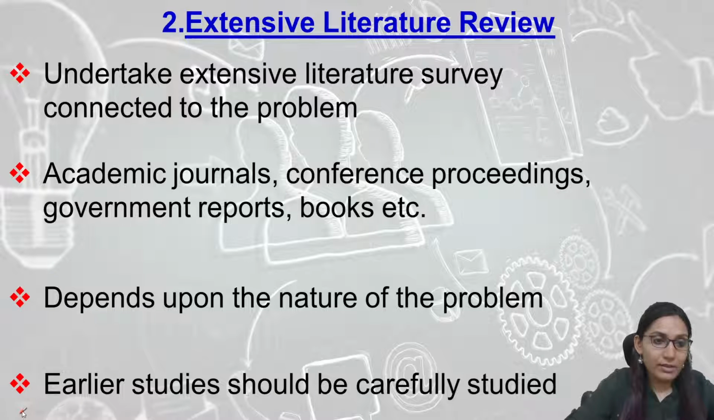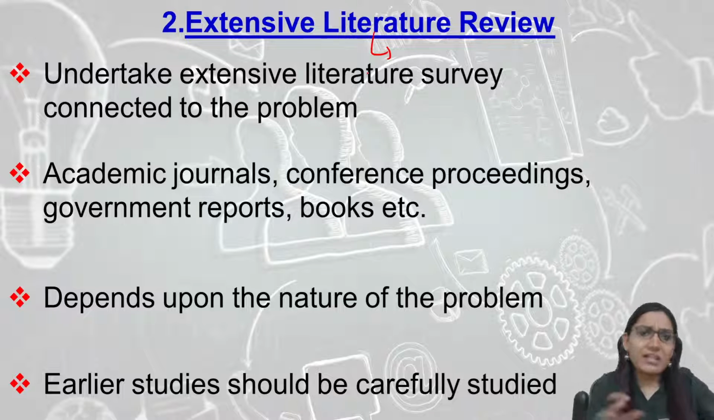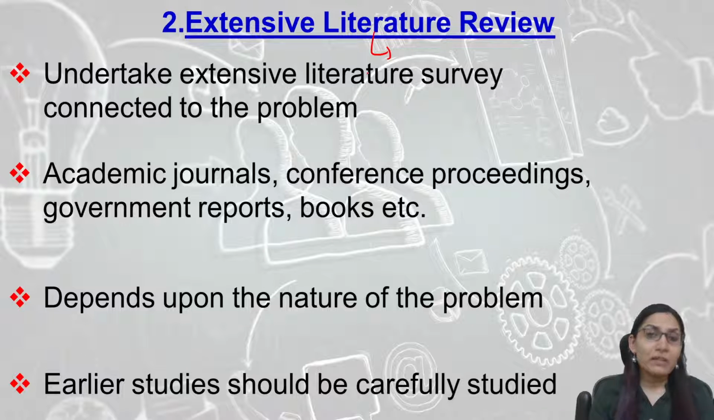So what is literature review? The available literature. Literature means it can be journals or reports or any books or anything. So whatever is available can be extensively studied. Anything that is related to your research problem, the previous available journals or proceedings or government reports, books, etc. can be studied in detail.